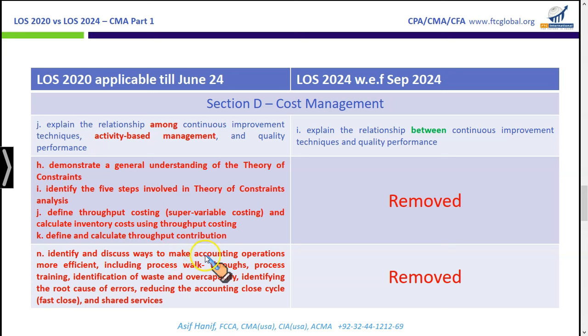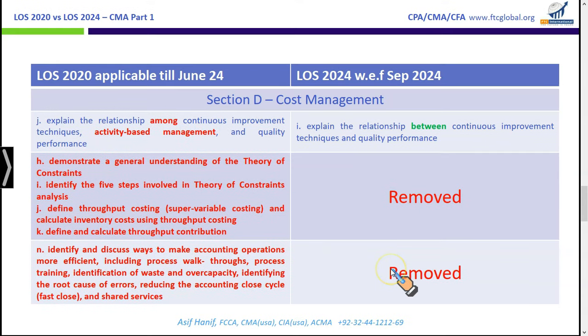Identify and discuss ways to make accounting operations more efficient, including process walkthrough, process training, identification of waste and overcapacity, identify the root cause of errors and reducing the accounting close cycle, and shared services. This topic has been removed as well. So that's all for section D. Let us move on to section E.